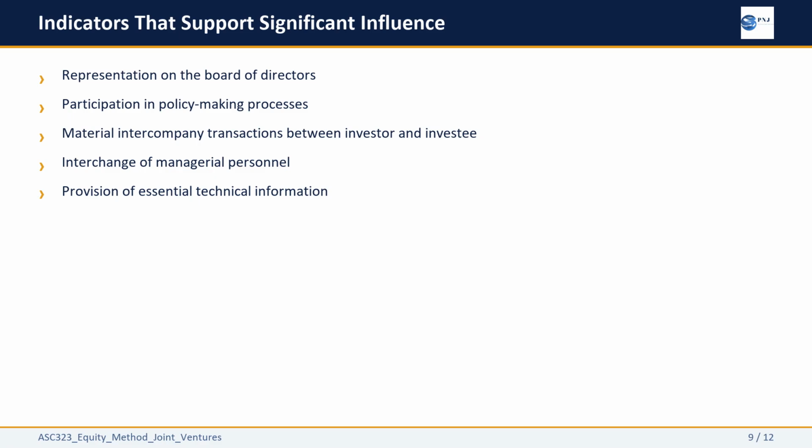These 5 indicators are the ones auditors look for to confirm that significant influence actually exists. A board seat is the most obvious signal. It means you have a direct voice in governance. Active participation in policymaking processes is equally important, even without a formal board seat. Material intercompany transactions, shared management personnel, and the provision of essential technical expertise all suggest a deep operational relationship that goes well beyond passive investment. If several of these are present, significant influence is very likely. Now let us look at the flip side.